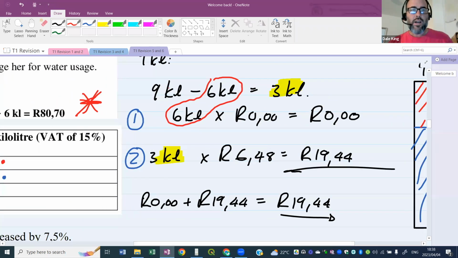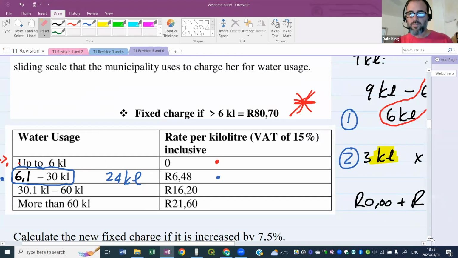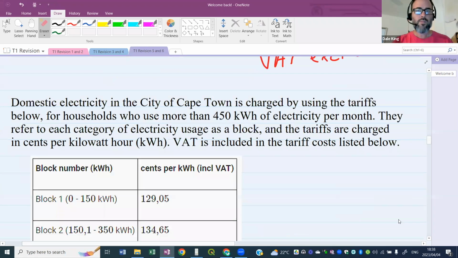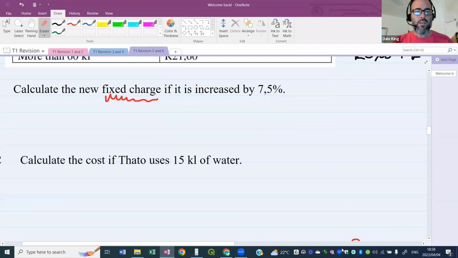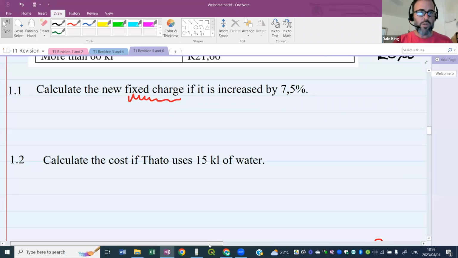All right. Now, all I'm going to do for the next question is change the 9. In this question, I wrote 9 kiloliters. I'm going to change the 9 to a new number, and you guys are going to do this one. All right. So let's have a look down here. There's the question there. It's question 1.2.